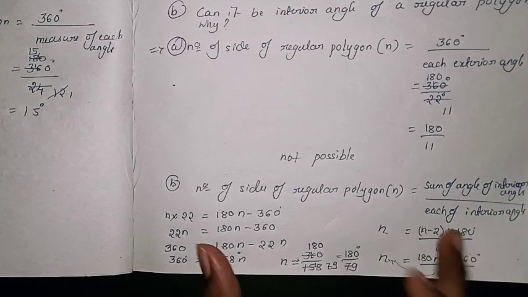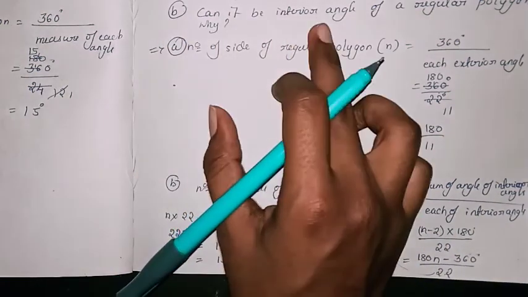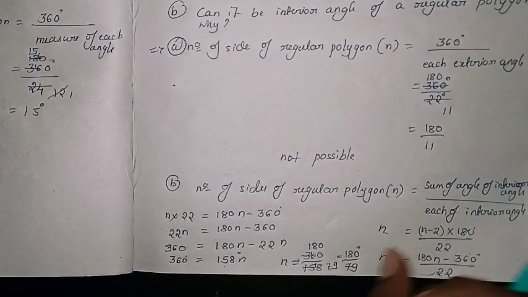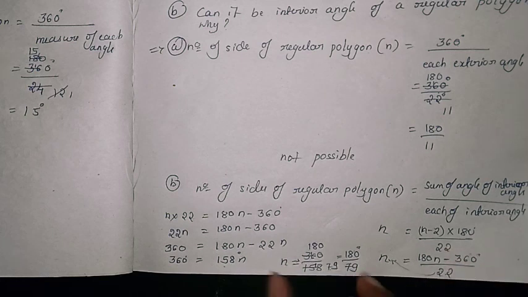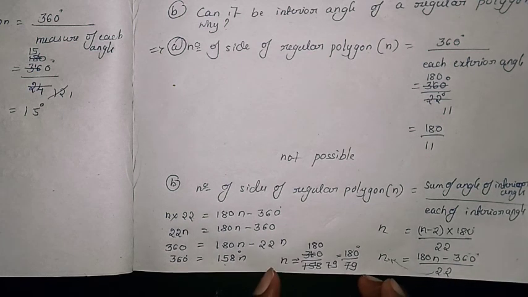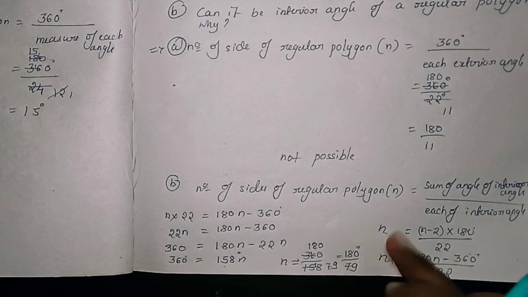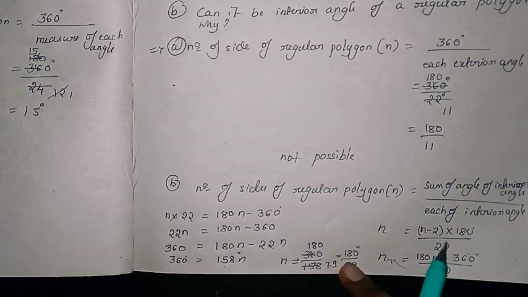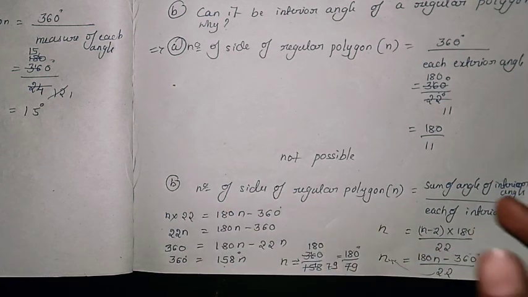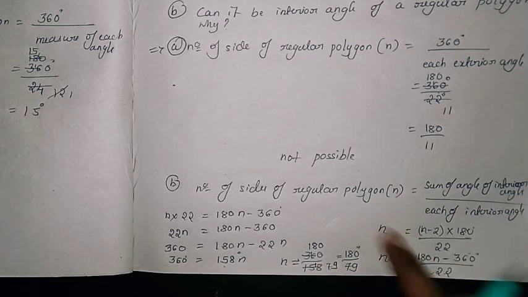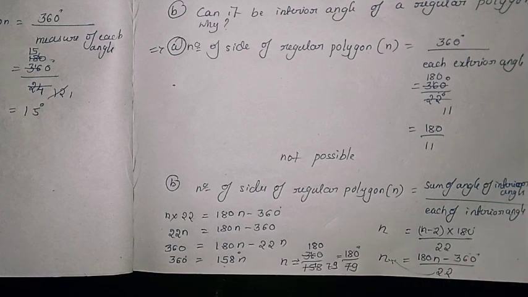That means, what is the question? Can it be an interior angle of the regular polygon, and why? So it is not possible because it is not completely divisible. Just write that it is not possible because it is not completely divisible, and the answer we get, whether in fraction or decimal form, is not valid, since the number of sides is always a whole number. Just write: not possible because the answer is in decimal.